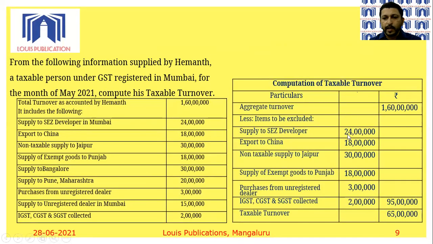So the total amount deducted, 24, 42, 72, 90, 93, 95 lakh, will be excluded. So 1 crore 60 lakh minus 95 lakh will give you 65 lakh as taxable turnover. I hope this concept of taxable turnover is very, very clear.